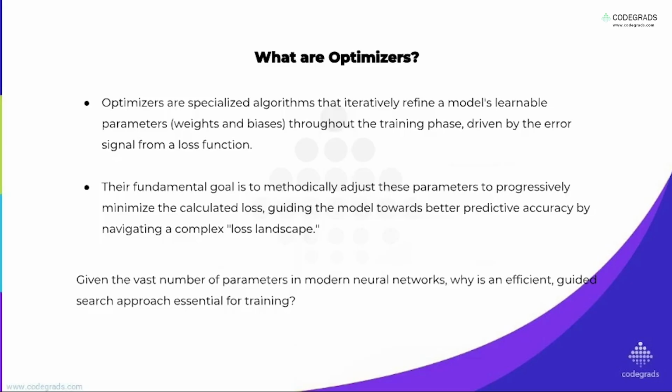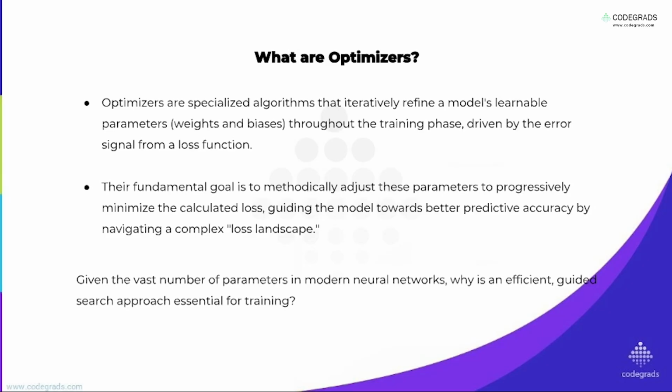This video offers a comprehensive overview of optimizers, the critical algorithms driving neural network training. We will explore their evolution, mechanics, and selection strategies for machine learning tasks. Our discussion will examine key concepts progressively, from foundational principles to advanced techniques.